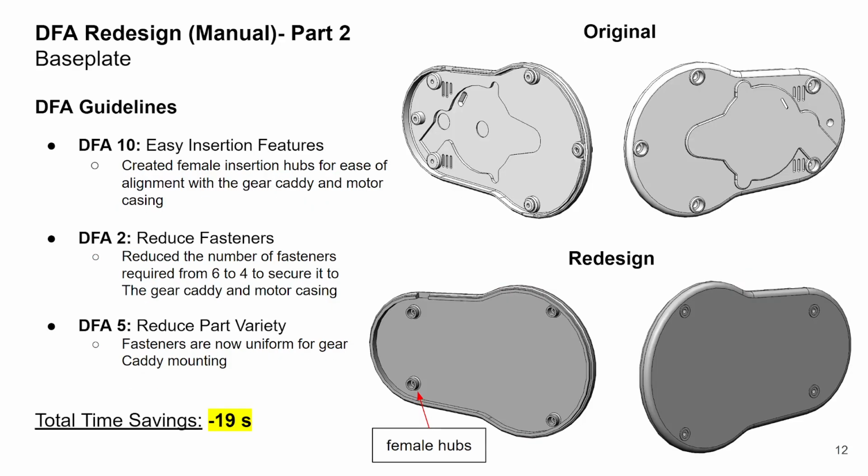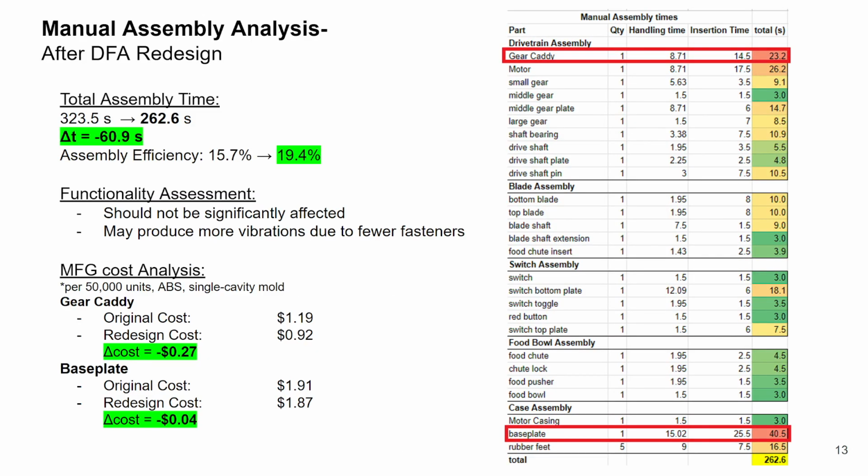The base plate was simplified while still allowing for the same functionality. We have easier insertion features by adding female insertion hubs, which makes it easier to align the gear caddy and motor casing. We also reduced the amount of fasteners required to hold these two together. And finally, we reduced the amount of part variety, making it easier for assembly. This redesign saved us almost 61 seconds in assembly time, 27 cents for the gear caddy, and 4 cents for the base plate for each unit.